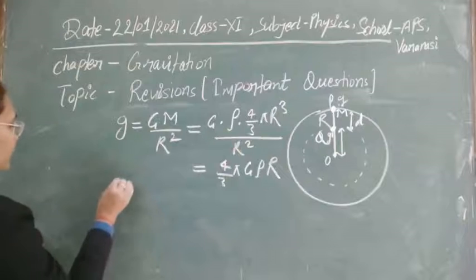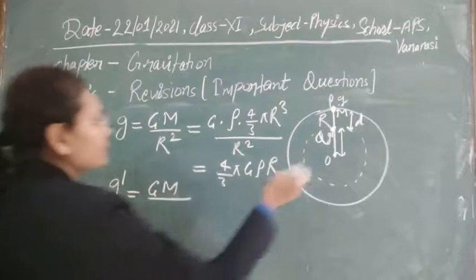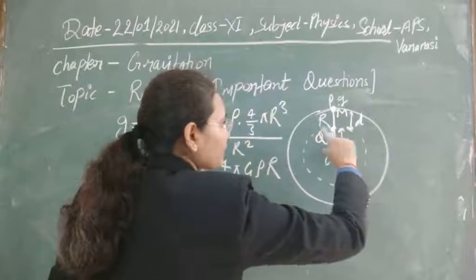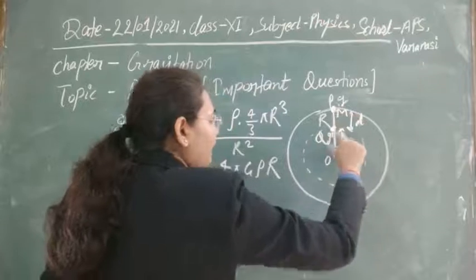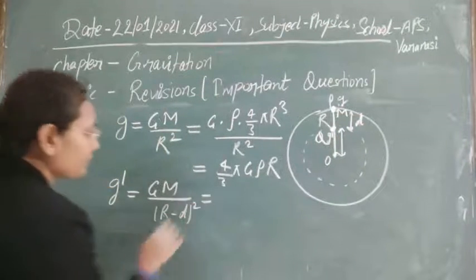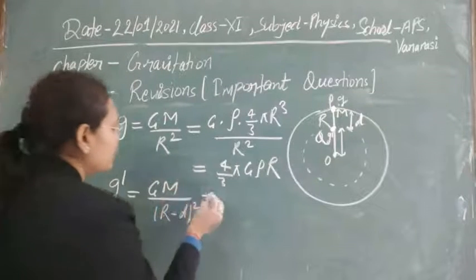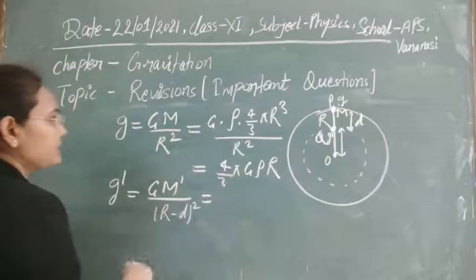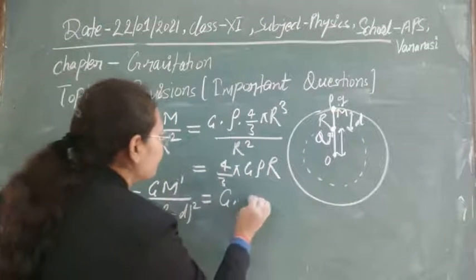Now if we have to find out what will be the value of g dash at this point Q, then g dash will be equal to GM upon, now this R, this is the R for this whole thing, this is R, this is d, R minus d here. So this is R minus d whole square. Now we can again write what is the mass of earth here. So suppose here mass is M dash we have. So this mass is written as rho.